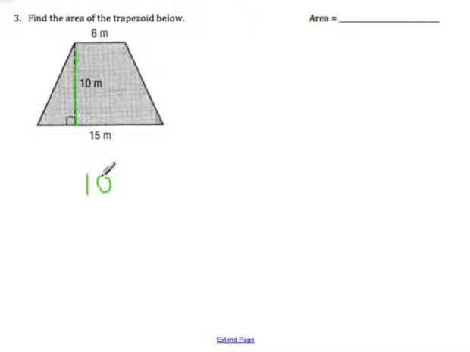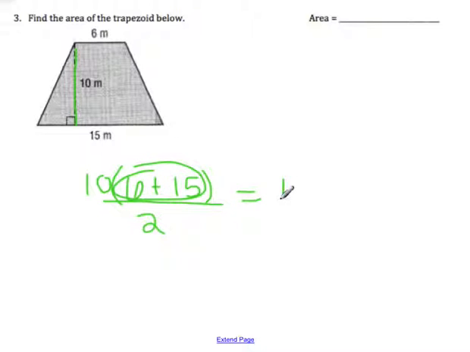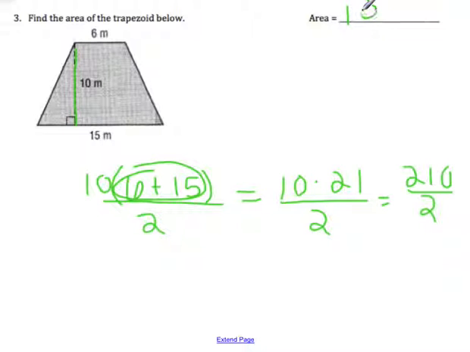Okay, so this is where it's good to have your note sheets out today, multiplied by the sum of your bases, and then divided by 2. Well, I like to take an extra step and add those two together. So I get 10 times 21 divided by 2. Multiply the top, you get 210 divided by 2. So then you're going to take 210 and divide it by 2, and you end up getting 105 meters squared.